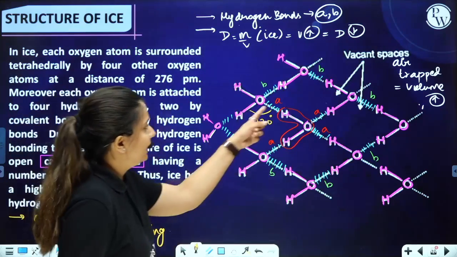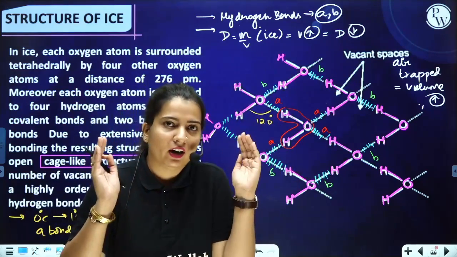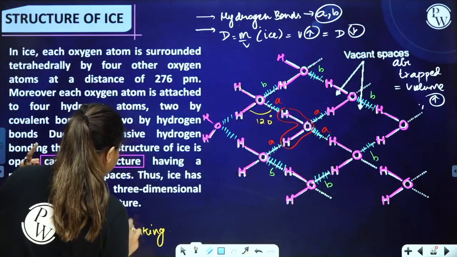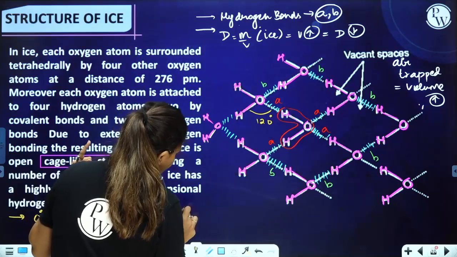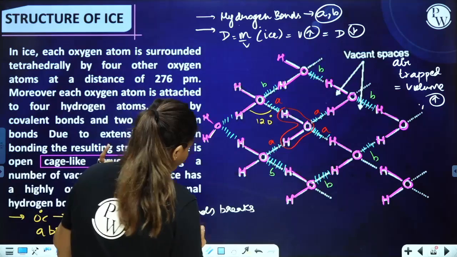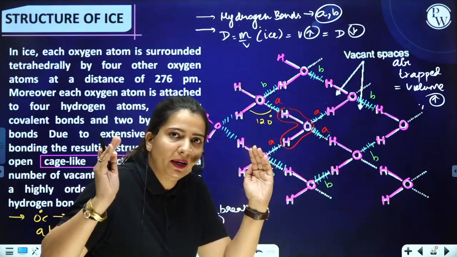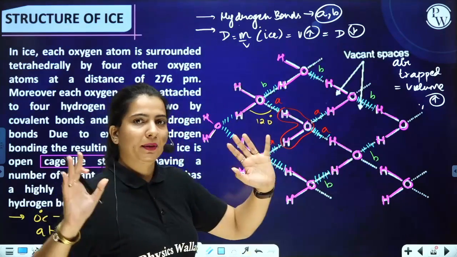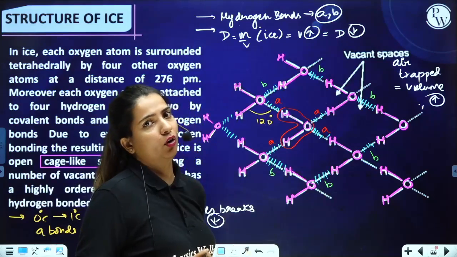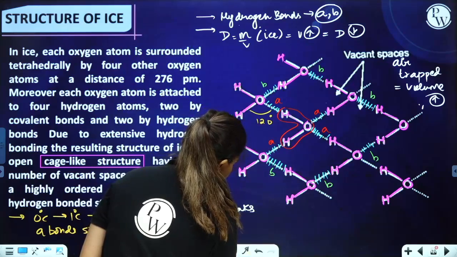When all these A bonds break, the whole cage will contract. What is happening over here? At 4 degrees Celsius, all A bonds break. The volume at that time will be the lowest because the cage will be contracted. Contract means the volume will be the lowest at 4 degrees Celsius. So density will be the highest.